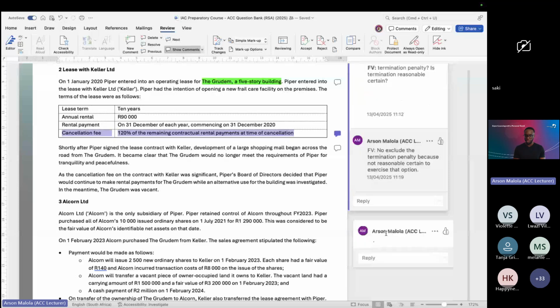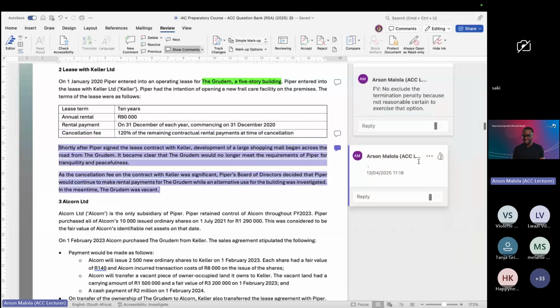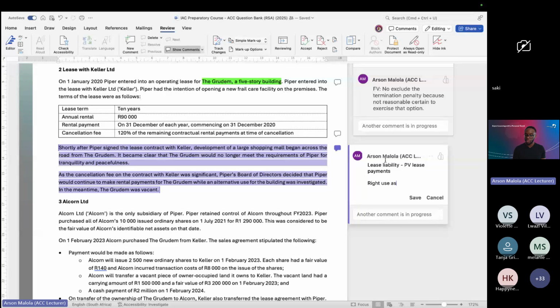Absolutely, impairment. So absolutely spot on. Impairment indicator flags all over the place. Because we've entered into this lease, we have this obligation to make lease payments. We're definitely going to recognize a lease liability, right? Because we need to reflect our liability of what we owe under this lease as Piper. But with the right of use asset, we're also going to recognize a right of use asset as the equal and opposite of the lease liability.